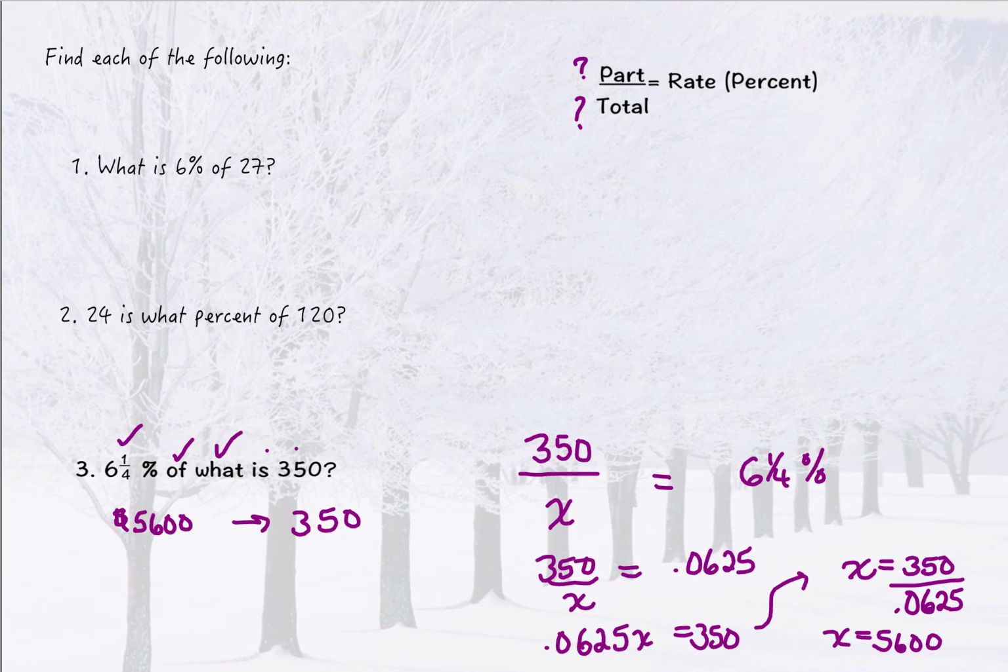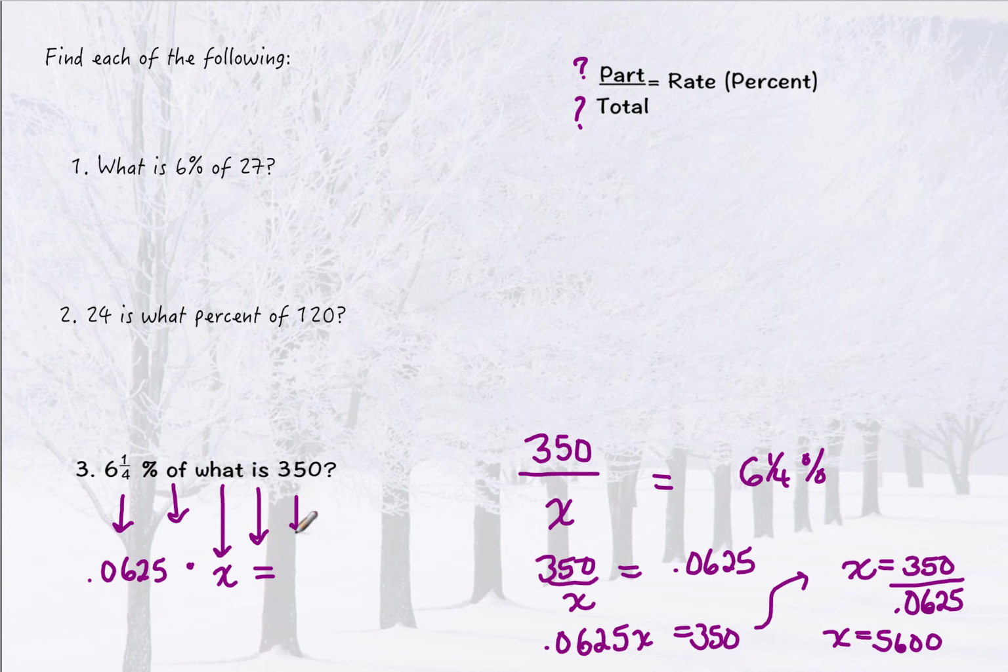I gave you 6.25%. And once again, you could have done this by translation. Just remember, percents always have to be turned into decimals before you can work with them. Of means multiply. What means X. Is means equal. And 350. And look, when you go to solve this again, you're getting the same fraction as I got over here. In order to find X, it's 350 divided by 0.0625.